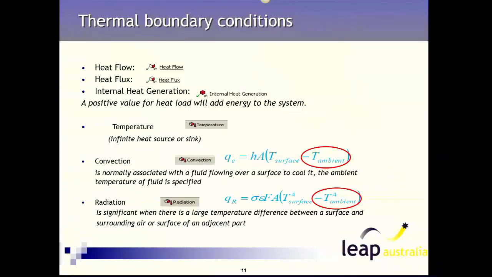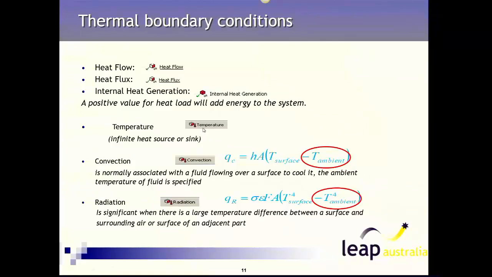So you really only have heat flow and heat flux. So heat flow is a specified heat energy, whereas heat flux is per unit area. So we can also have an internal heat generation. So you might have some sort of volume or some sort of device that's generating heat energy. So you can do that basically as a volume generating heat.